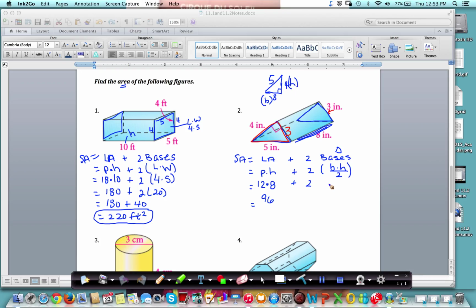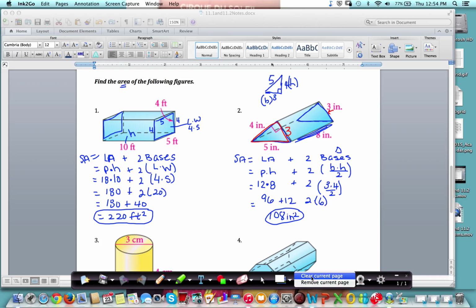So we have 3, the base, times the height of 4 divided by 2. So 3 times 4 is 12. 12 divided by 2 is 6, and 6 times the 2 I already have out here on the outside is 12, and so 96 plus 12 is 108. And again, it's always squared when you're talking about area, so 108 inches squared. All right, let's keep going.